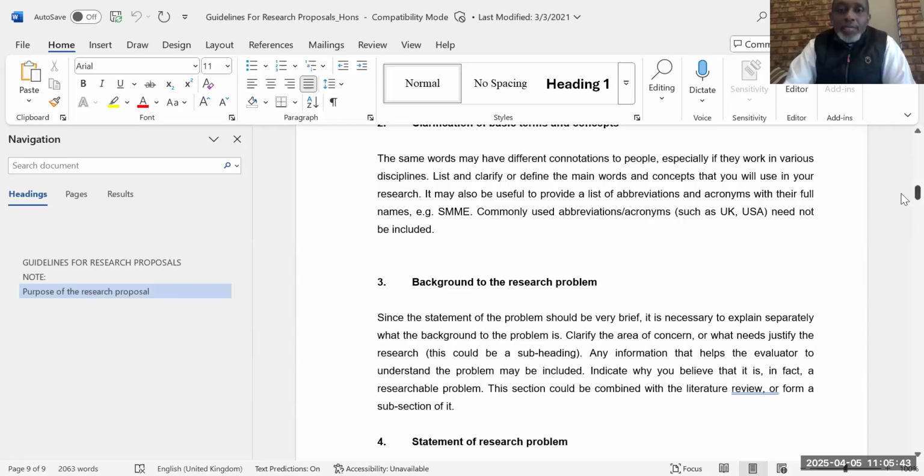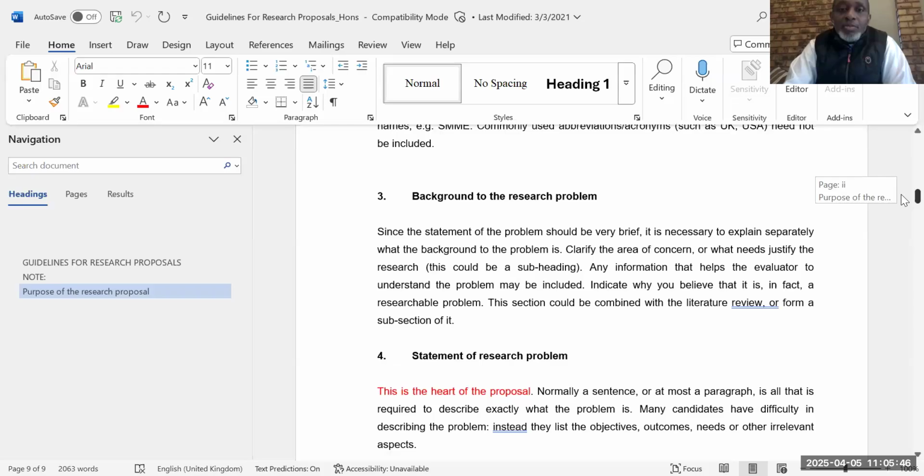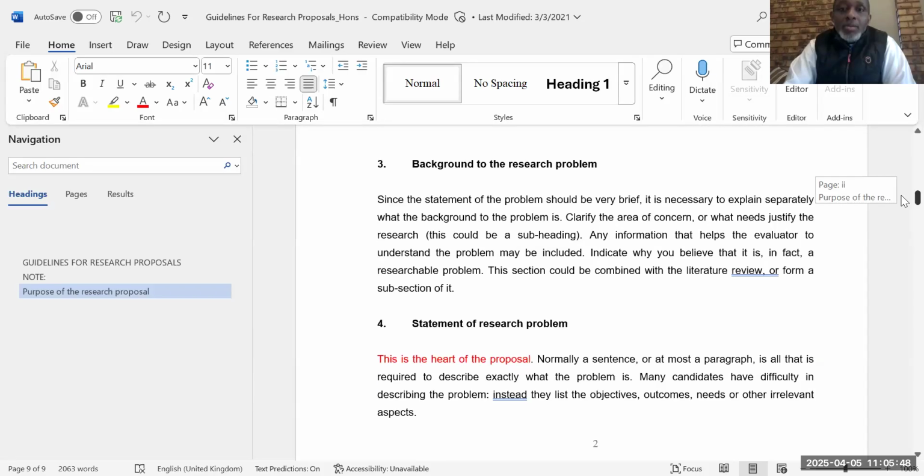Also, the statement of the research problem, which is the heart of your proposal. Some candidates try and mix it up. They just list the objectives, the outcomes, and this. No, this needs to be presented properly, and the key way we suggest that applicants do it is to link it up with the objectives and the key questions. You try and break it in such a way that you bring in a form of a funnel.